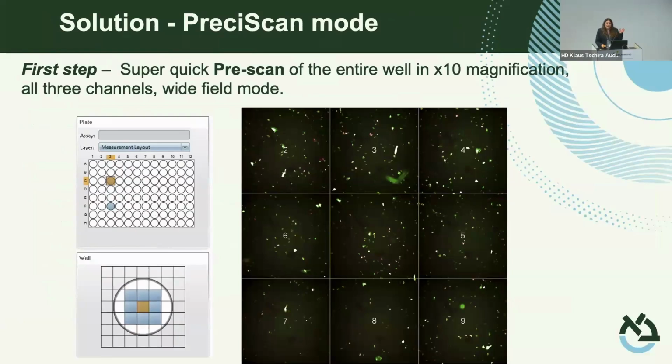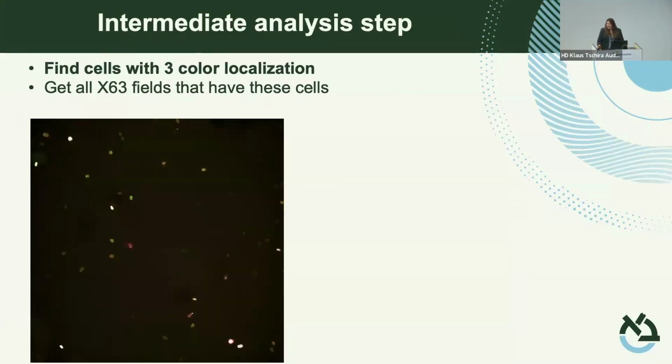It is actually composed of 3 steps done sequentially, one after the other. The first one is a super quick pre-scan that will scan the entire well, most of the well, in 10x magnification, all 3 channels in wide field mode. This is done very quickly and gets most of the cells. The second one is very important. It's an intermediate analysis step.